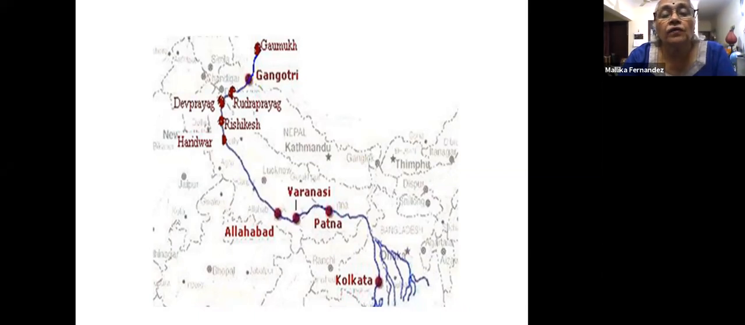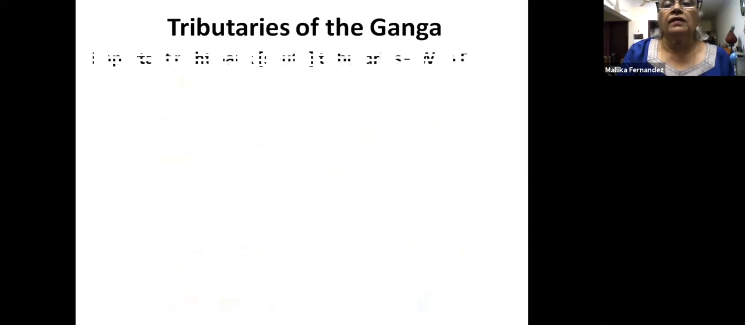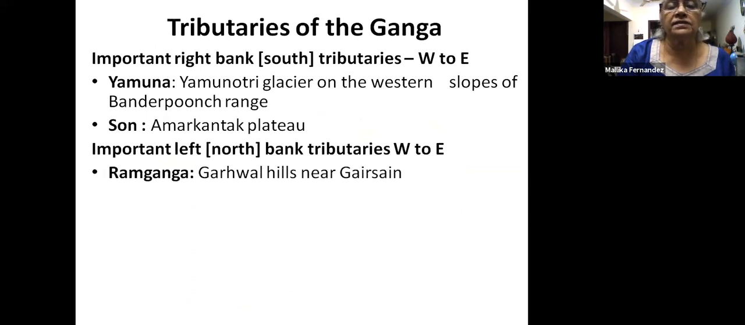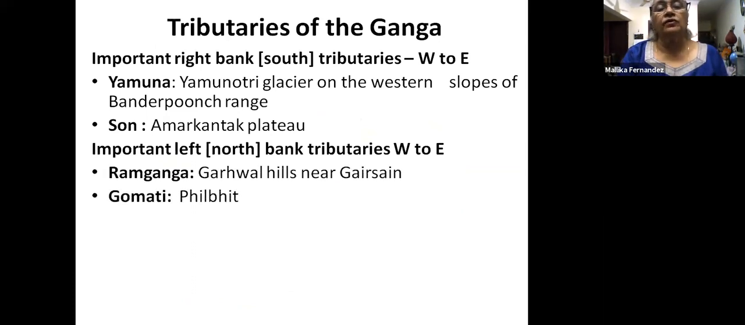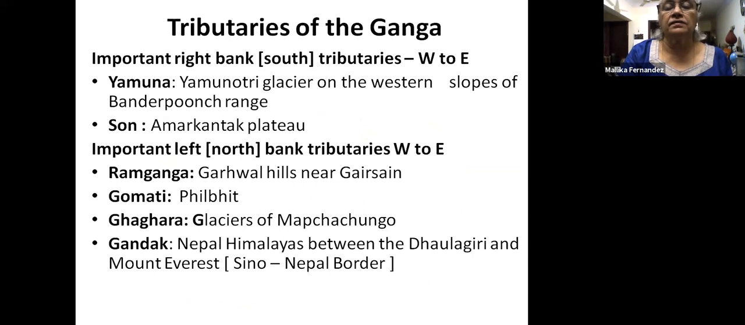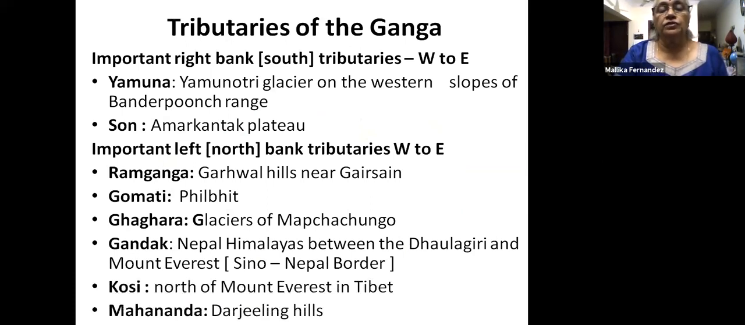Delhi is located on the river Yamuna. So Delhi, Agra, they're all located on the Yamuna. The Yamuna flows parallel to the Ganga till it reaches Allahabad. Okay, tributaries of the Ganga. So you have Yamuna, Son. Okay, I've already done this. Then you have Ram Ganga and Gomati and the places where it meets, Ghagara, okay, and Gandak. So these are the important tributaries on both the right bank and the left bank. Okay. Then Kosi, of course, from Mount Everest in Tibet, and Mahananda from the Darjeeling Hills.